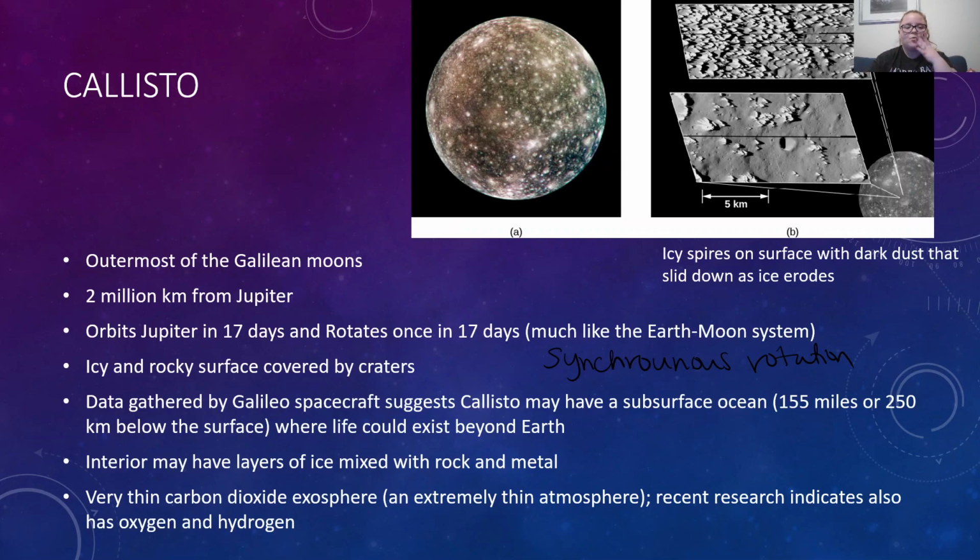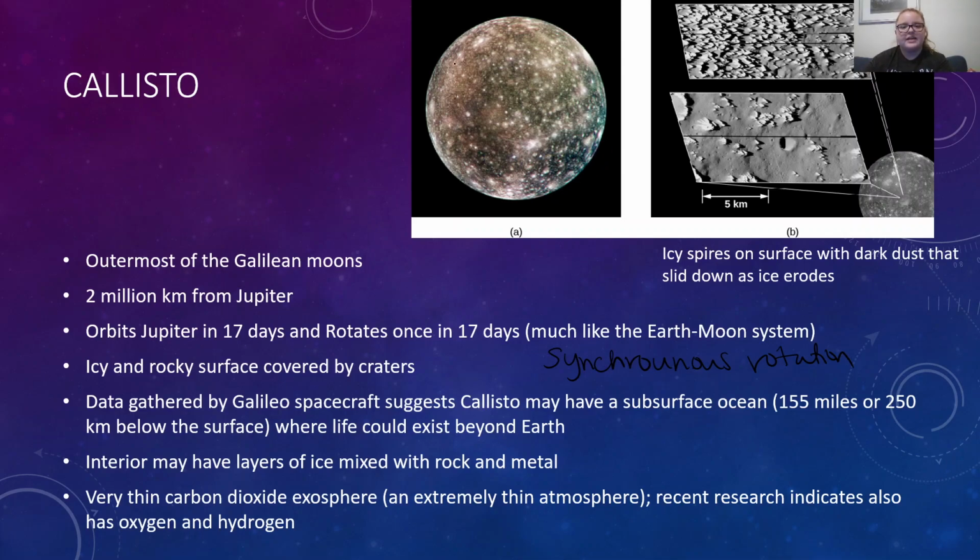It is that if we were on Jupiter, we would always see the same face of that moon. We're never going to see the backside of Callisto. That's the idea, and you'll see that this is pretty common among these larger moons, so we'll see that in the future here. It has an icy and rocky surface that's covered by craters.